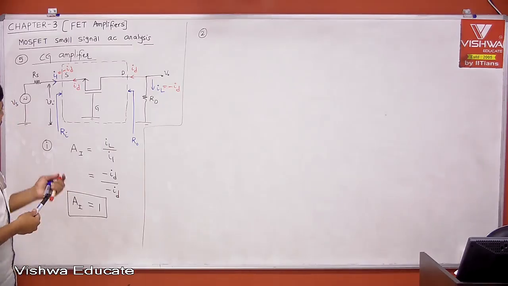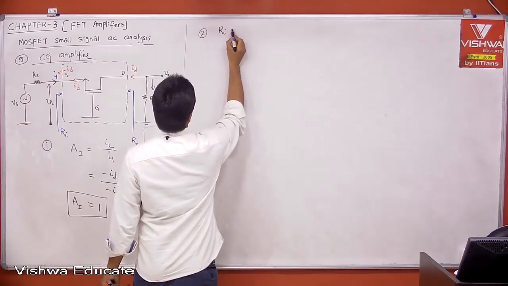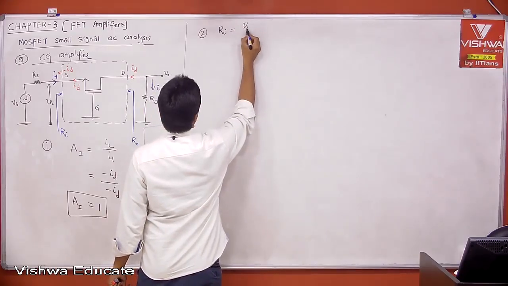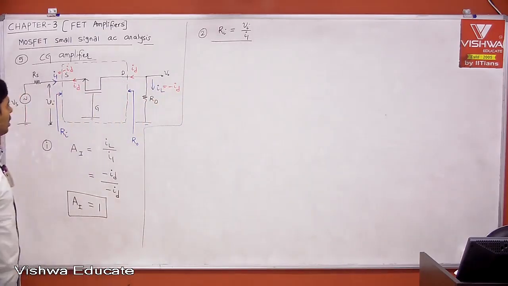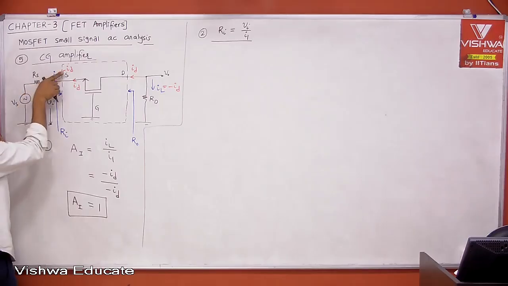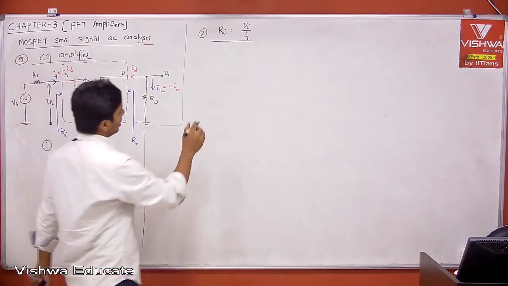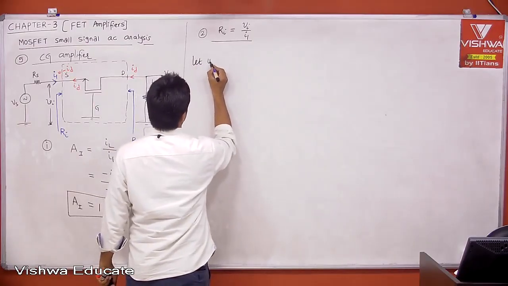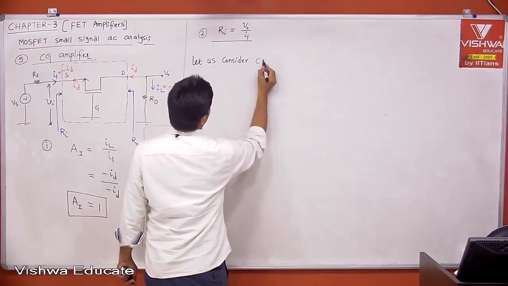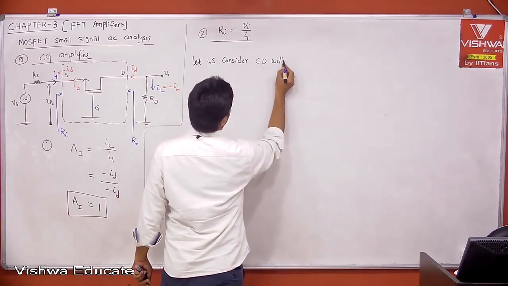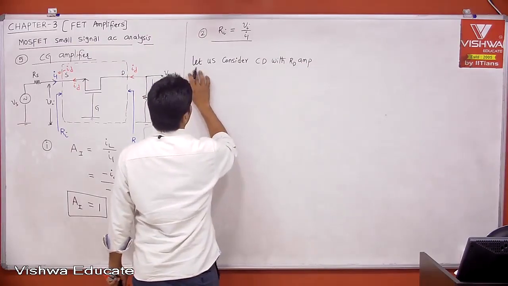Just listen. Now, what is input impedance? For the second one, input impedance, right? Which is nothing but the Vi divided by I1. Instead of calculating with respect to the ratio of Vi and I1, I know that the impedance seen into source when gate is connected to ground, drain is connected to RD and ground, right? Let us consider CD with RD amplifier. If you consider CD with RD amplifier, what is that?